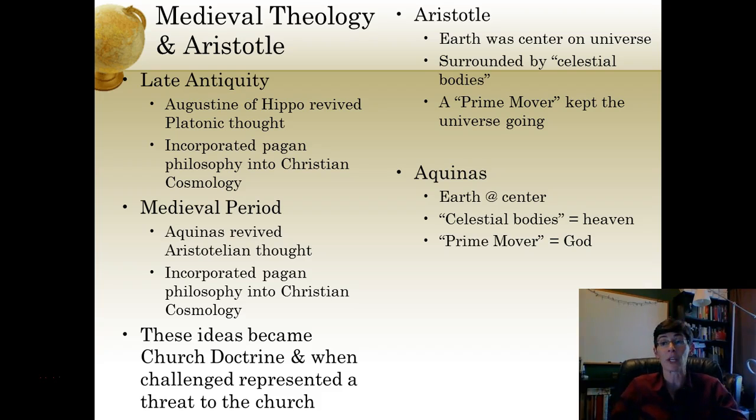Aristotle believed the following things. Earth was the center of the universe. I'm sorry, that's a typo, center of the universe. We were surrounded by celestial bodies and a prime mover, which Aquinas interpreted to be God, kept the universe going. Aquinas says the earth is at the center, celestial bodies equal heaven, and the prime mover is God, of course. So this is how Aquinas transitioned Aristotle's viewpoint and made it part of Christian doctrine.